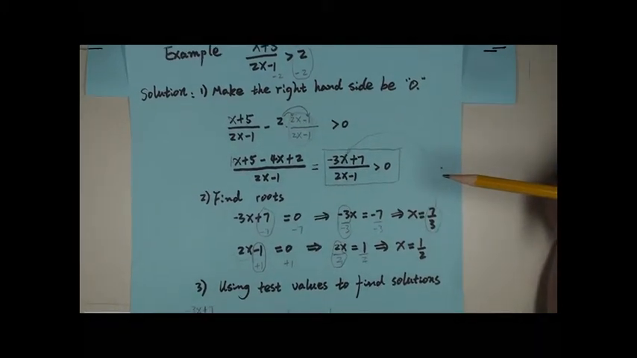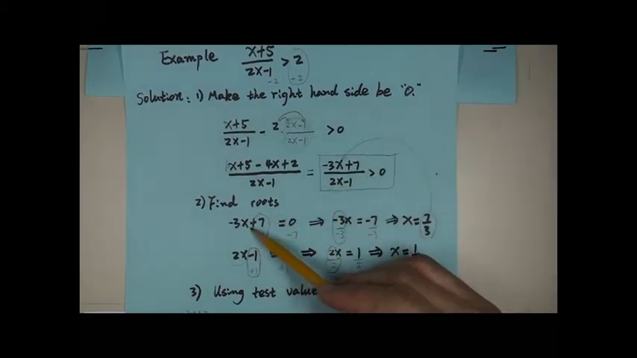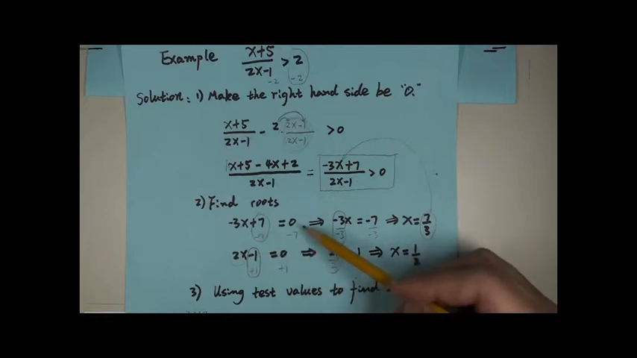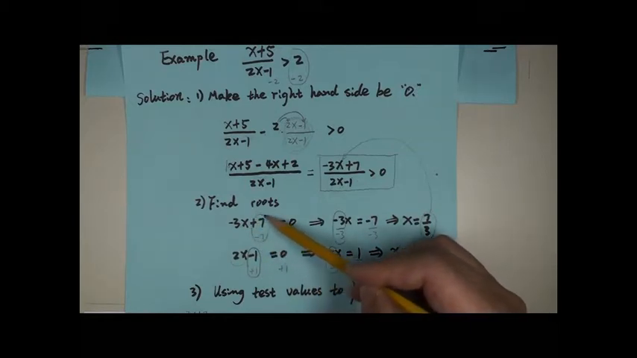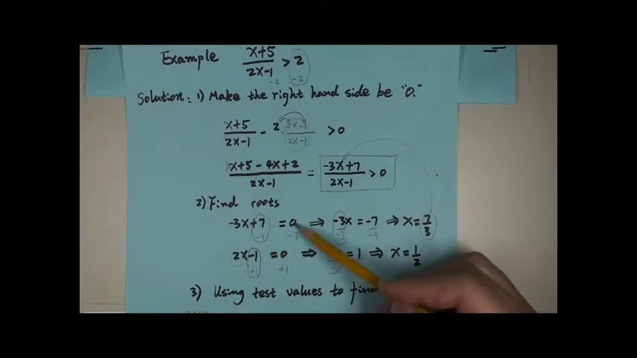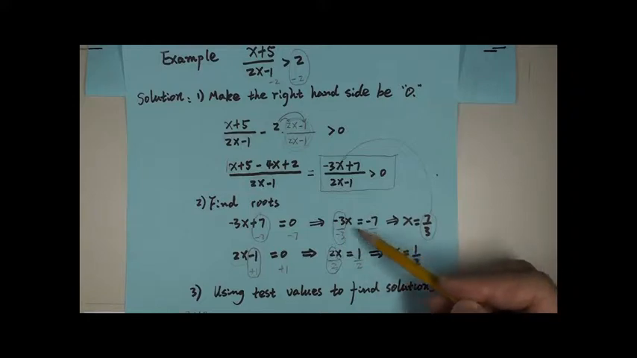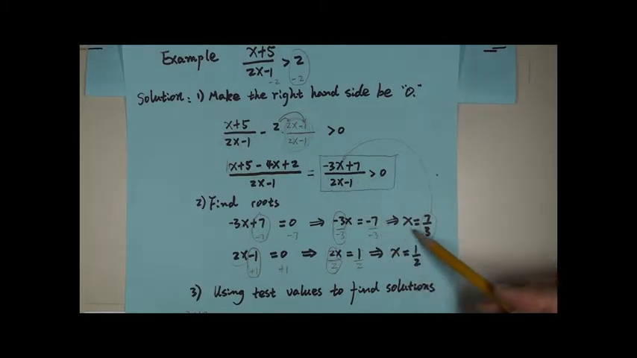Now find the roots. Find the roots for the numerator, that's negative 3x plus 7 equals 0. Minus 7 on both sides, you cancel this positive 7. You have negative 3x on the left, negative 7 on the right. Divided by negative 3 on both sides. Negative 3 divided by negative 3 is positive 1. 1 times x is here. And negative 7 divided by negative 3 is positive 7 over 3.